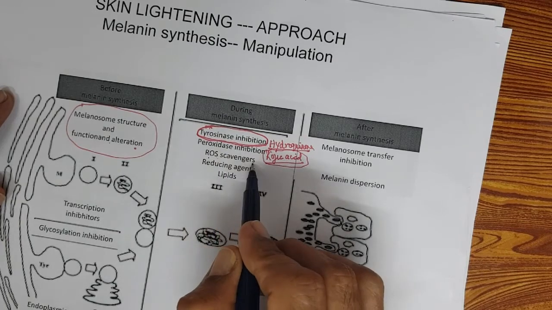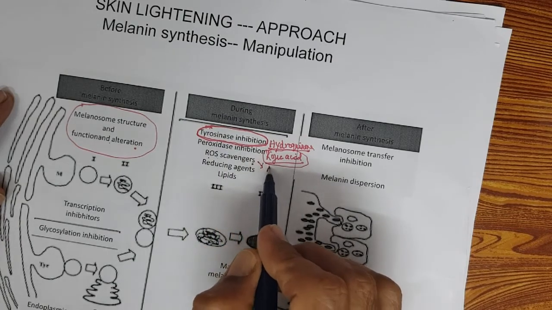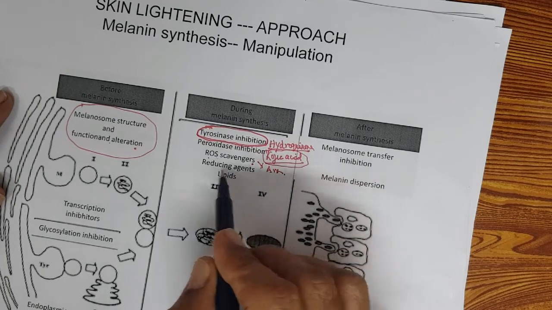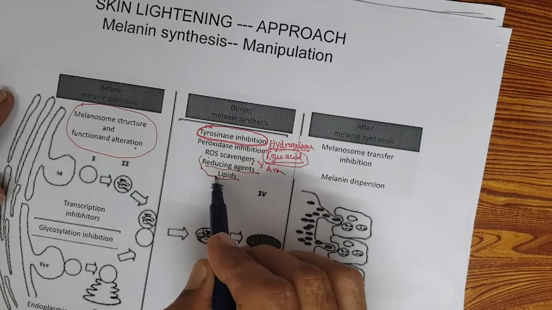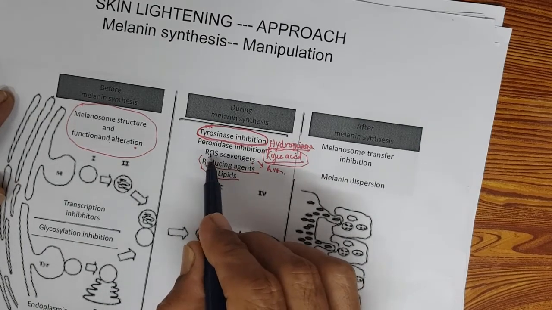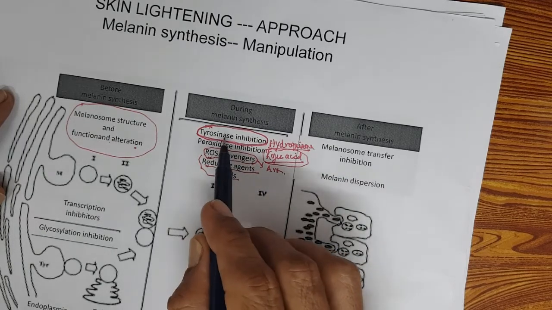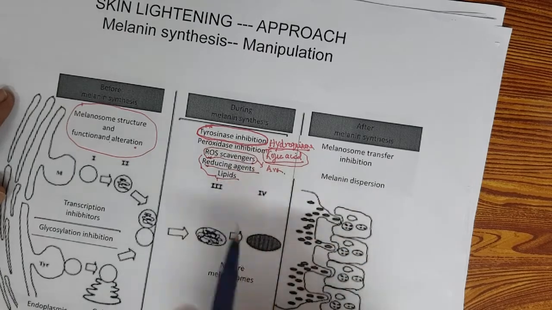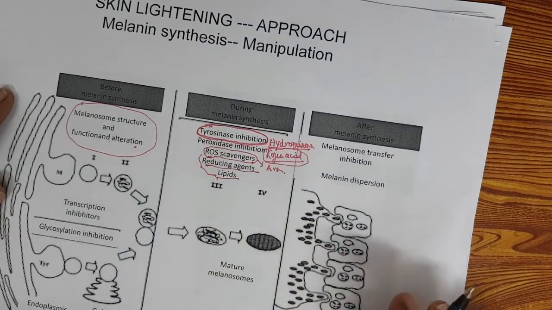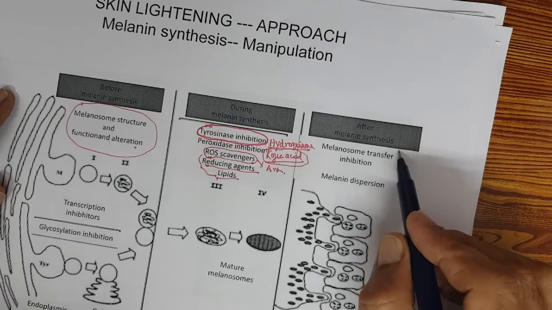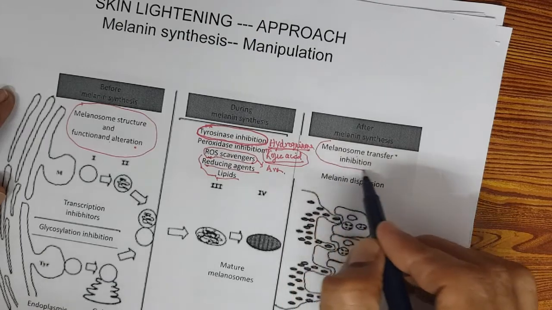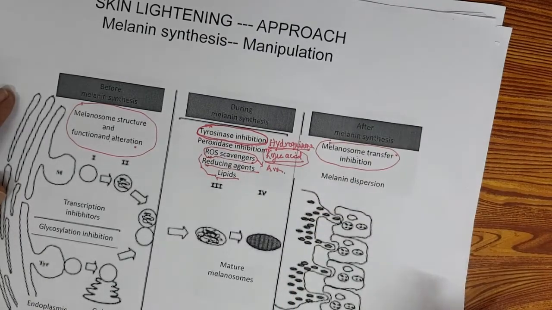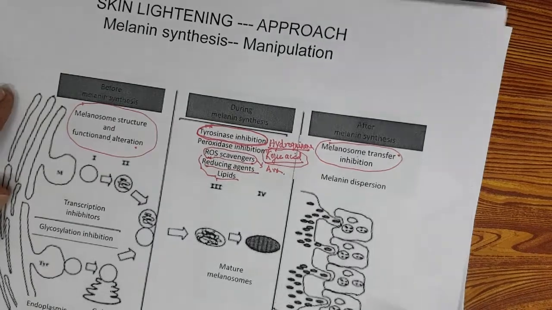Reactive oxygen species scavengers, this is basically antioxidants, can be used. Also reducing agents, lipids. A lot of research is happening in this. Of course, antioxidants will also help, but more stronger is tyrosinase inhibition, right? That is widely used in pharmaceuticals. After melanin synthesis, melanosome transfer inhibition. What is that?